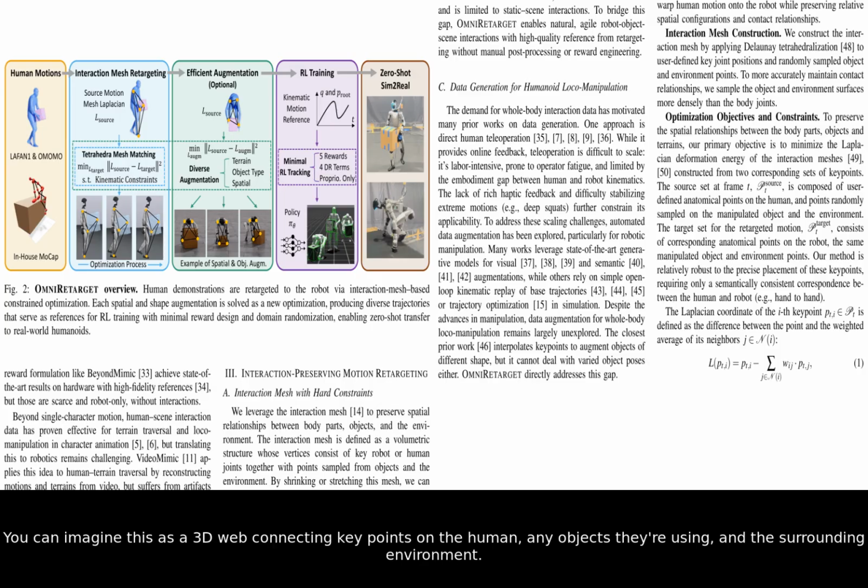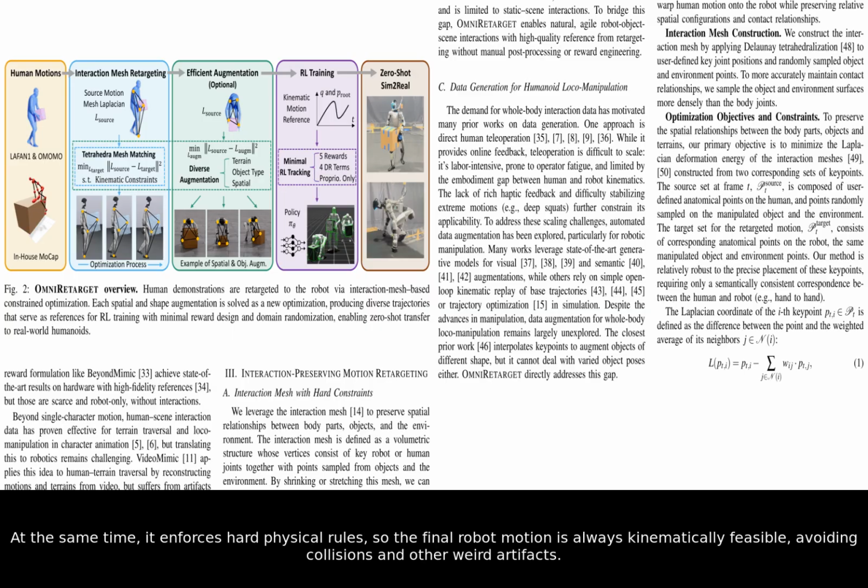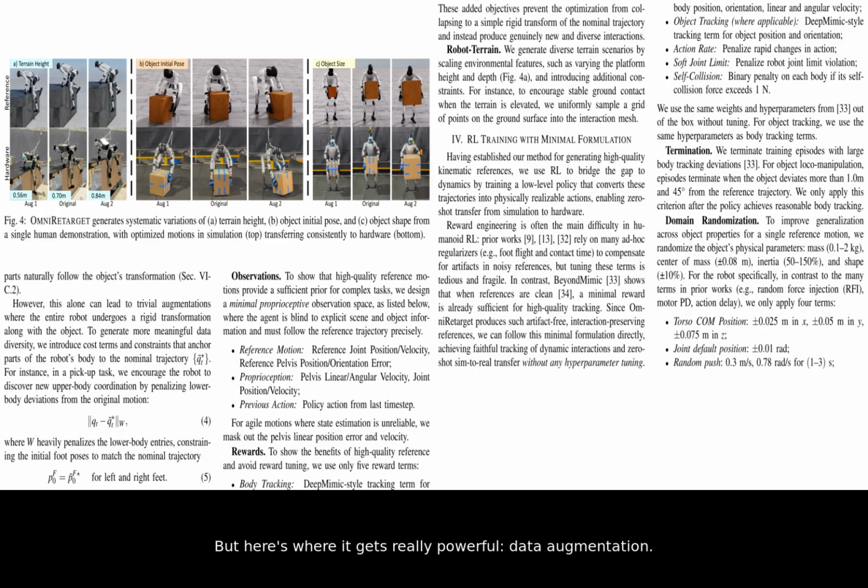You can imagine this as a 3D web connecting key points on the human, any objects they're using, and the surrounding environment. The system's goal is to transfer the motion to the robot while deforming this web as little as possible. This ensures that the crucial spatial relationships, like how far a hand is from a box handle, are preserved. At the same time, it enforces hard physical rules, so the final robot motion is always kinematically feasible, avoiding collisions and other weird artifacts. But here's where it gets really powerful: data augmentation.